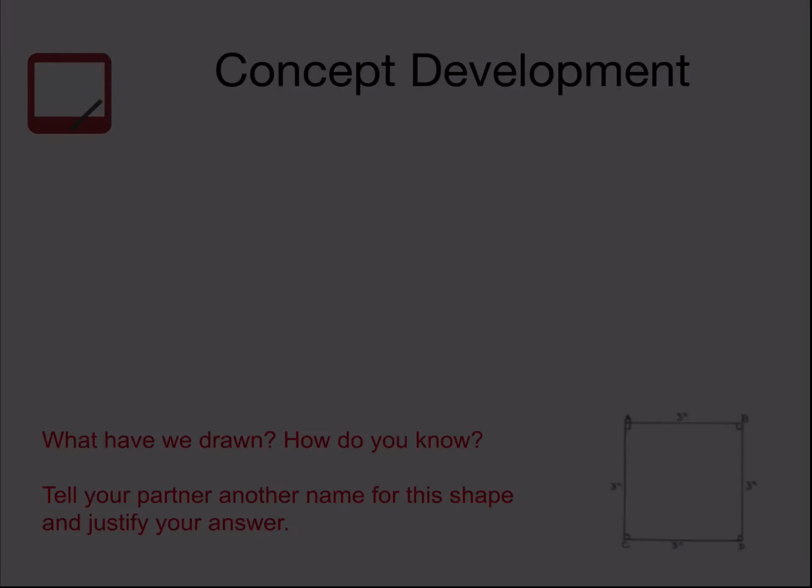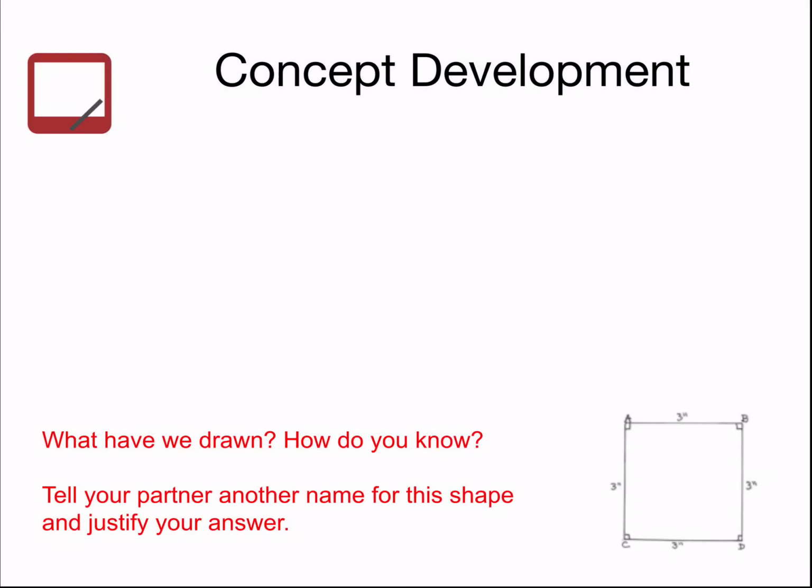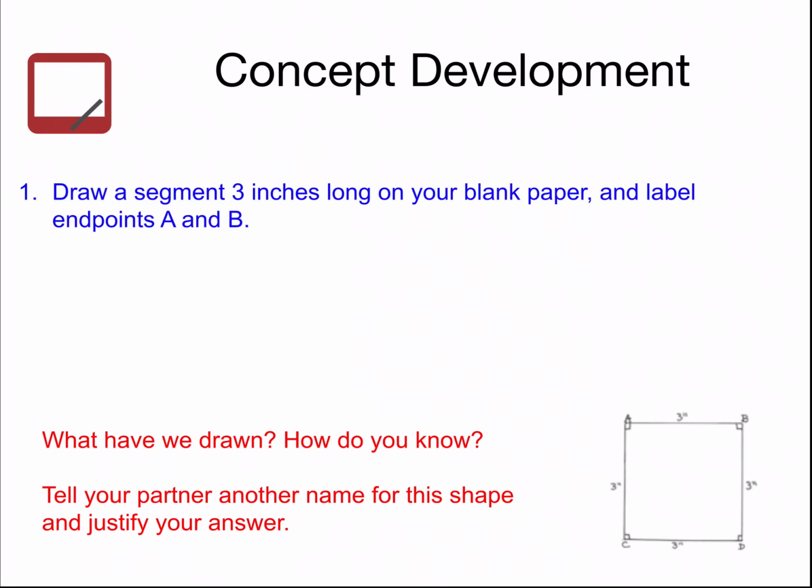All right, here we go. We're going to draw together. So look at what we drew down here. This is a square. It is a 3 by 3 square with 4 right angles. So what have we drawn? A square. How do you know? Because it has 4 equal side lengths and 4 right angles. Okay? So on your paper, you're going to do exactly what I did.